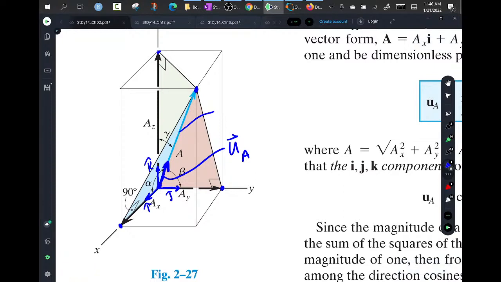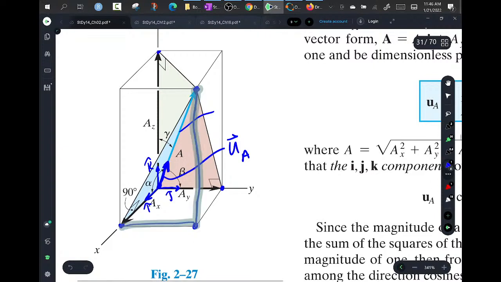Okay, so again, think about it like this. You're traveling to this point. You go down i a certain distance, then you go down j a certain distance, and then you go up k a certain distance, and you got there. Now, somebody else says, I want to walk less. I want to walk directly from this point to that point. What direction do you go? This direction. How do you find that? Actually, it's quite interesting.